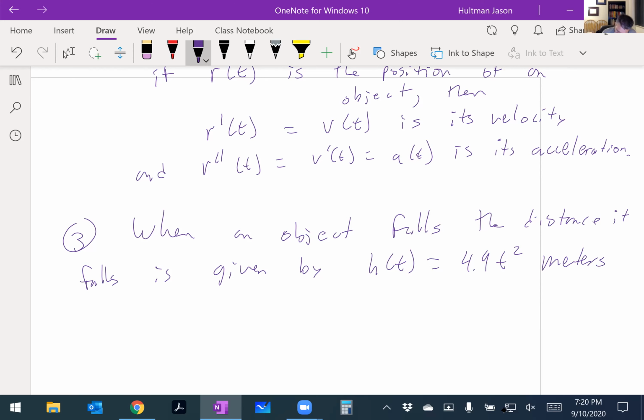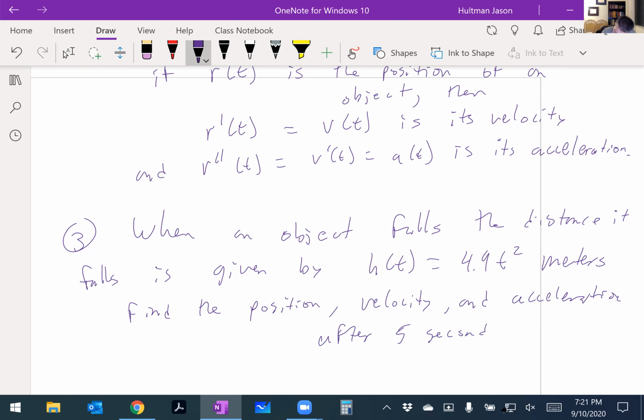Okay, find the position, velocity, and acceleration after 5 seconds of free fall.